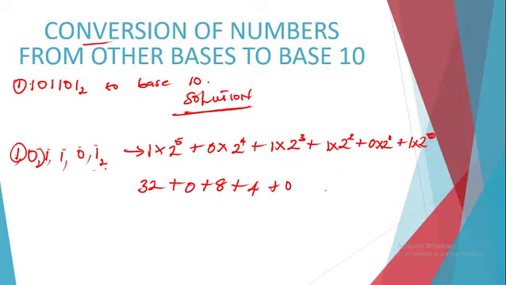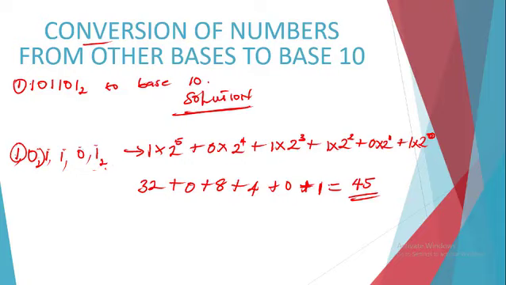2 raised to power 0 is equal to 1. We call it the zero law of indices, where anything raised to power 0 is equal to 1. So 2 raised to power 0 is 1, and 1 times 1 will give us 1. We therefore add the numbers. 32 plus 8 will give us 40, plus 4 we have 44, plus 1, we have 45 as our answer. It means that 101101 in base 2 is equal to 45 in base 10.